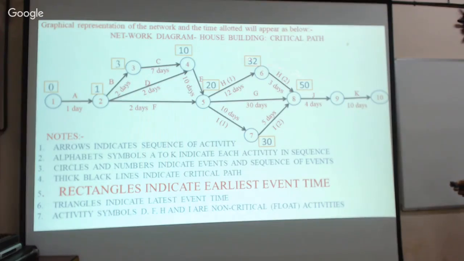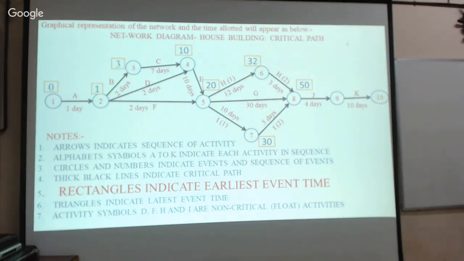35 days. 32 plus 3 is equal to 35 days. Now, if you calculate along this path, the time required is 30 plus 5, 35 days. Now, suppose you are calculating along this path, the time required to reach this event is, therefore, the maximum time required to reach this point, which is 50 days. And now, from 8 to 9 and 9 to 10, we have only one path.